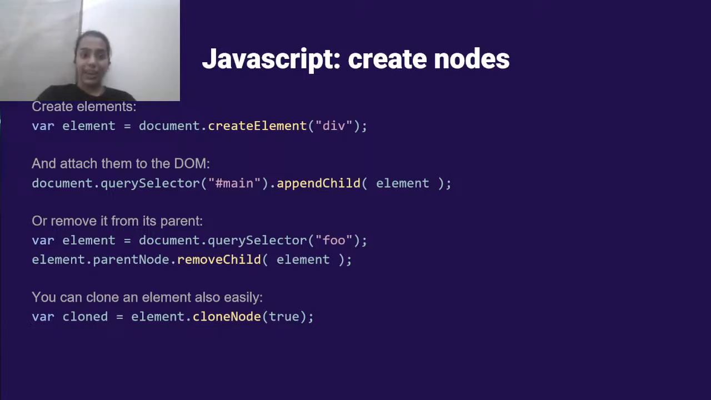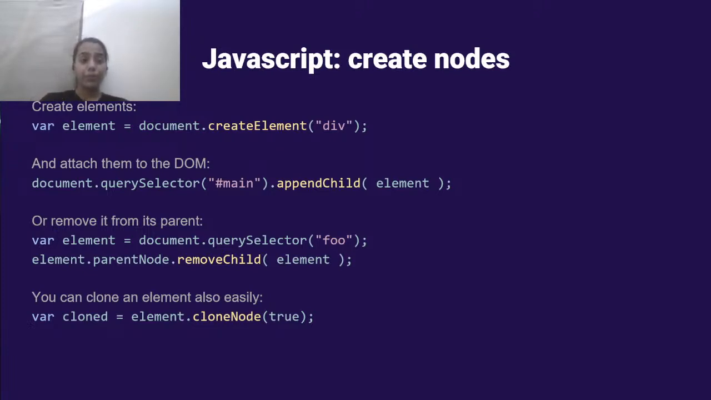First you can create an element by giving a variable some name, and then you can use the syntax document.createElement to create an element. Suppose here we are creating a div element. Then you can attach it to the DOM. So you can use document.querySelector. We are attaching it to the class name using the hash name, and we are appending the child element. So we have appended one div.